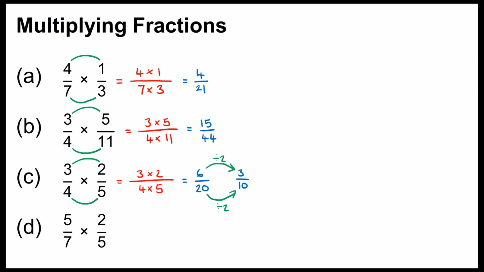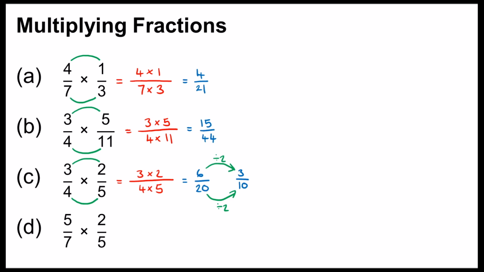In my final question, I'm asked to work out 5/7 times by 2/5. Now, I could go through the same process of multiplying the top and multiplying the bottom, and at the end simplify my answer, and that would work perfectly fine. However, there is a shortcut to make answering this question a little bit easier.